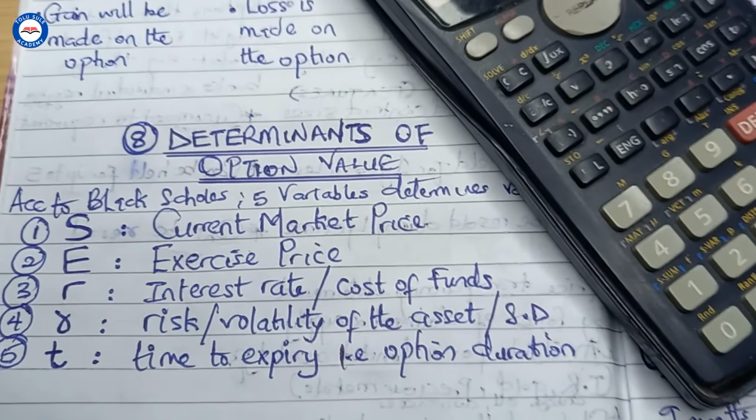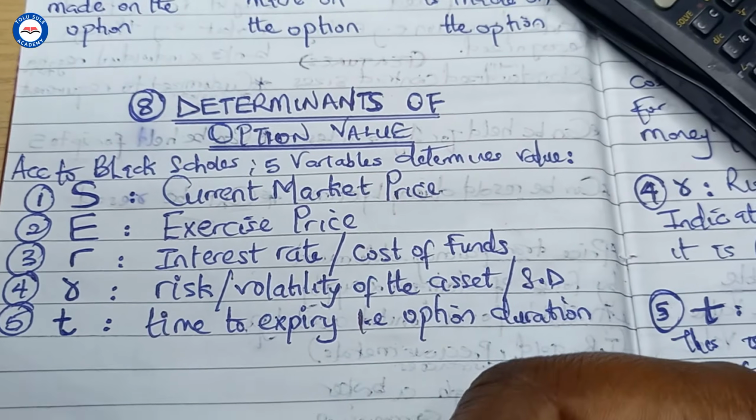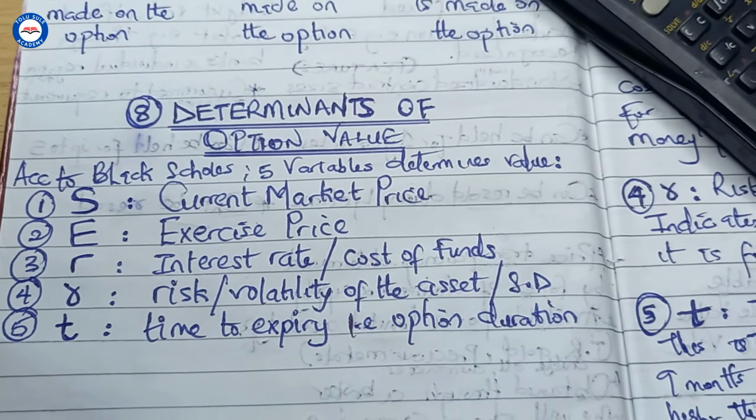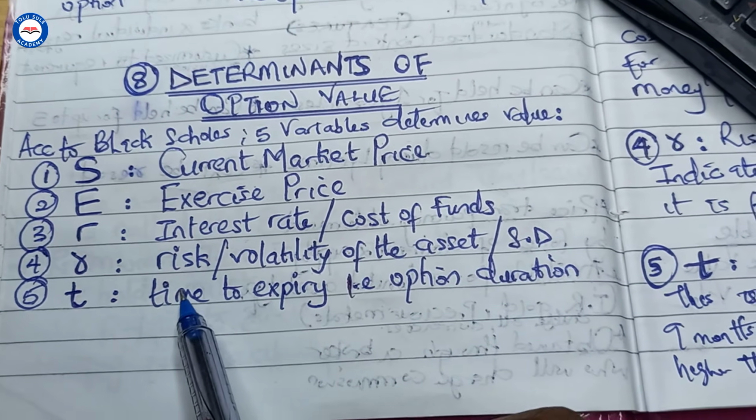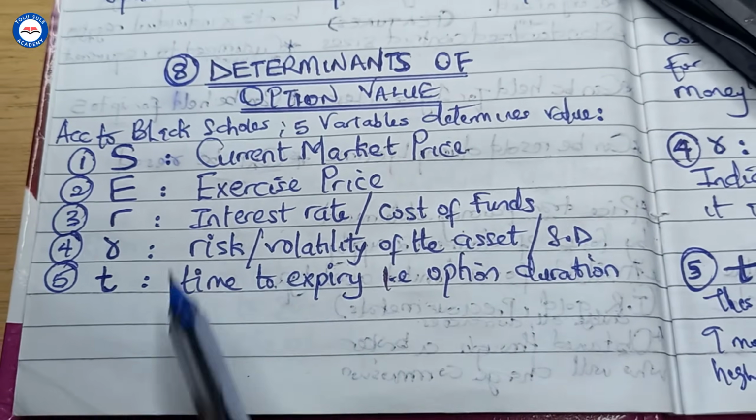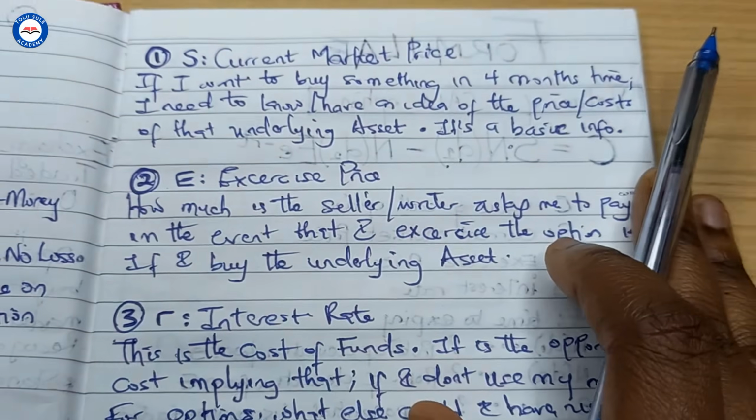There's a risk attached to this asset. There's a risk that the price will change. There's a probability that things will not go as planned. Then time to expiry. Time is very important. Time value of money is very important in financial management.